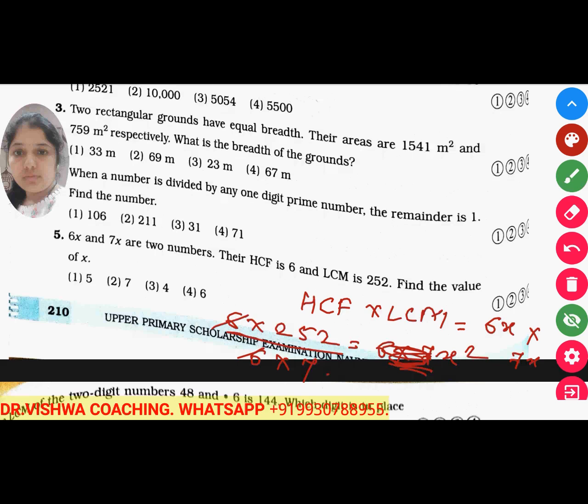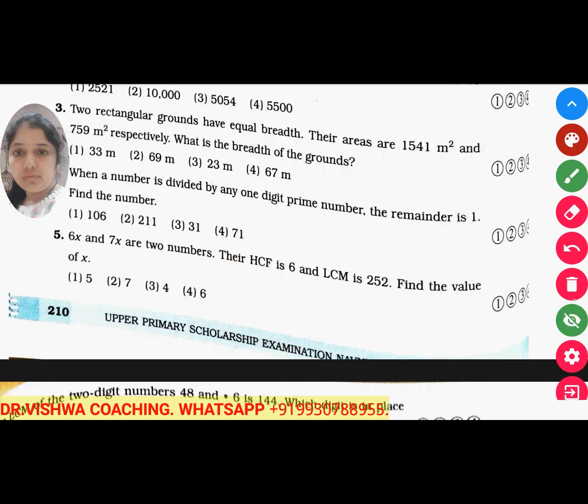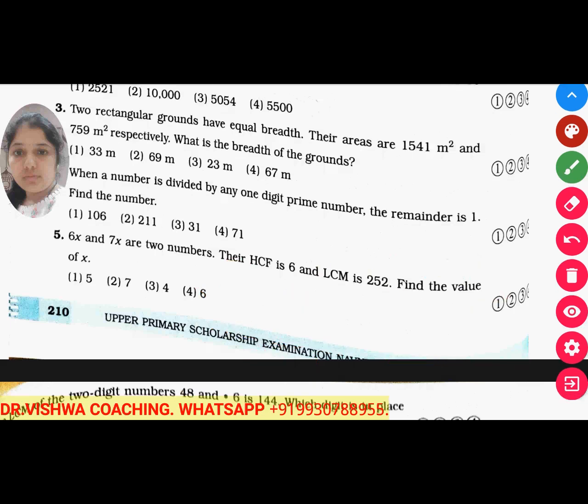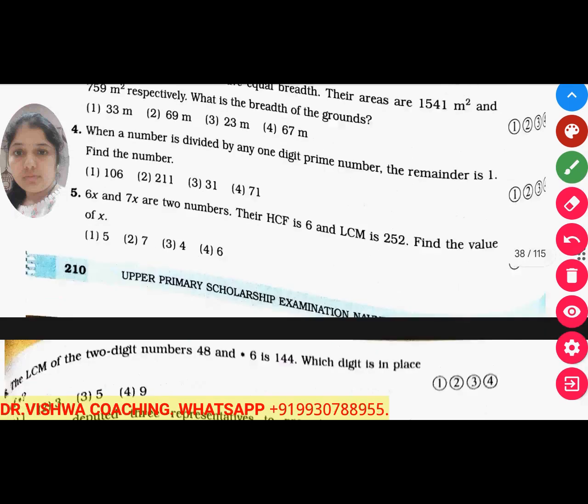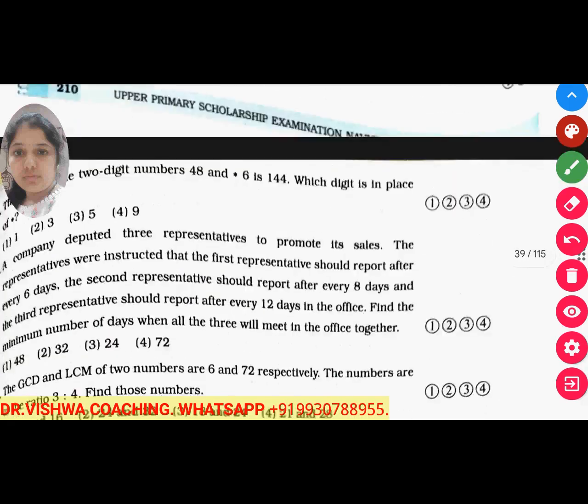6 will get cancelled. Now divide 252 by 7. 7 3s are 21, 4 will come down, 7 6s are 42. So x square is equal to 36. So x is equal to 6. Okay. So in this way we can solve. Now the next one also you try.